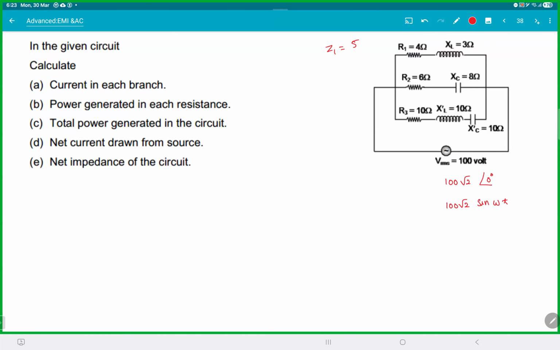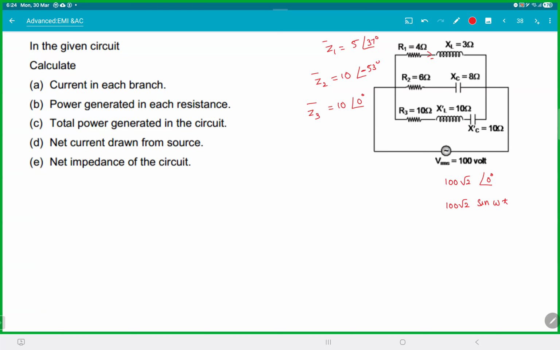That is tan theta 3 by 4, which is 37. The second one, let's call it Z2 bar, which is 6 minus 8j, so that is 10, and tan theta is minus 4 by 3, that's minus 53. The third one, Z3, is 10 plus 10j minus 10j, so the j component is gone, so this is simply 10, 0. So these are the impedances in each branch. All clear with that?